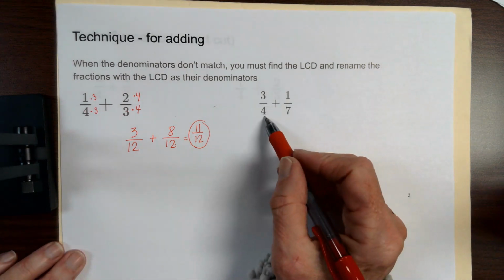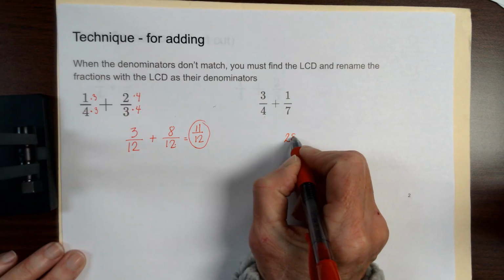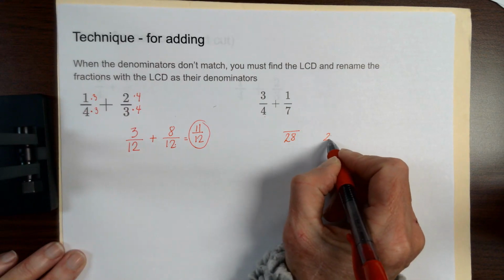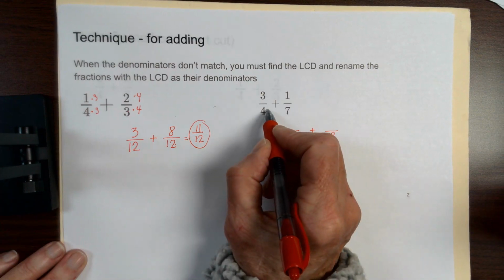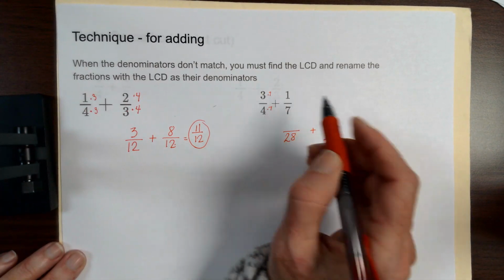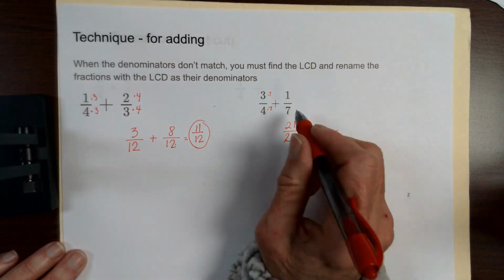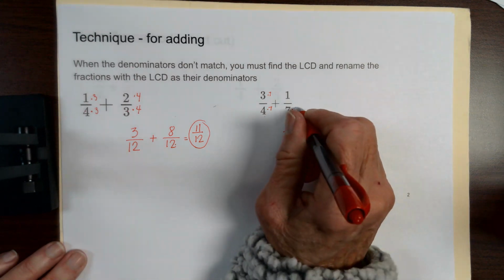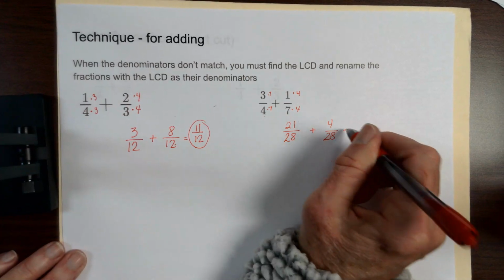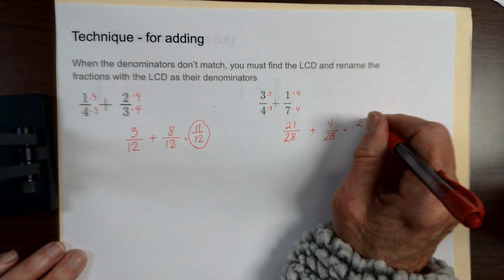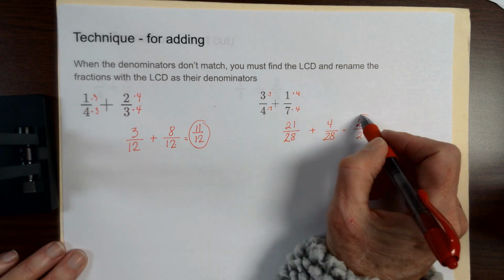On this one, I have a 4 and a 7. The smallest number that they both can go into is going to be 28. So I want to rename those fractions with 28 on the bottom. So I will multiply the top and the bottom there by 7. So that gives me 21 over 28. And I would multiply the top and the bottom here by 4, which gives me 4 over 28. So that gives me a 25 over 28 when I add the numerators.